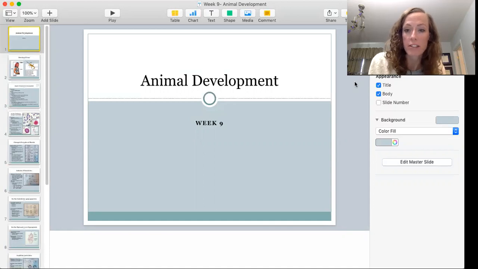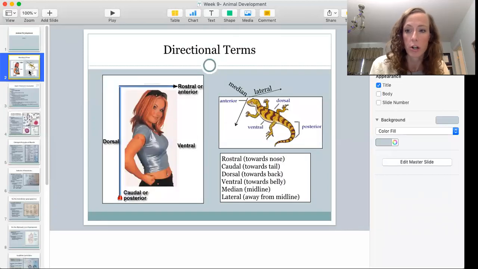This week we're going to talk about animal development from the point where an unfertilized egg becomes fertilized, divides through successive mitotic divisions, and then develops into a larval form, and then from that point to juvenile and even an adult. Okay, so let's start with a few directional terms.